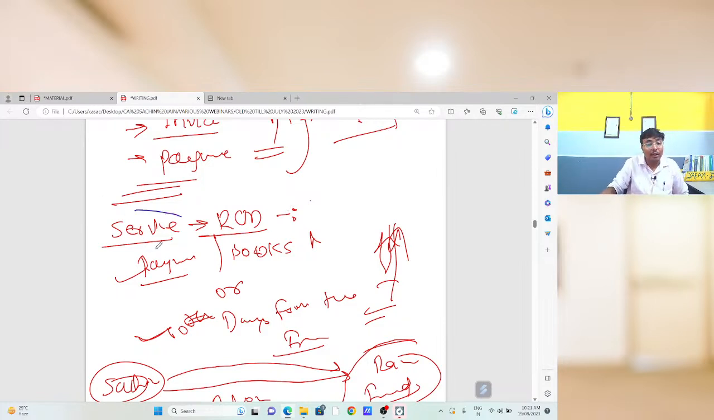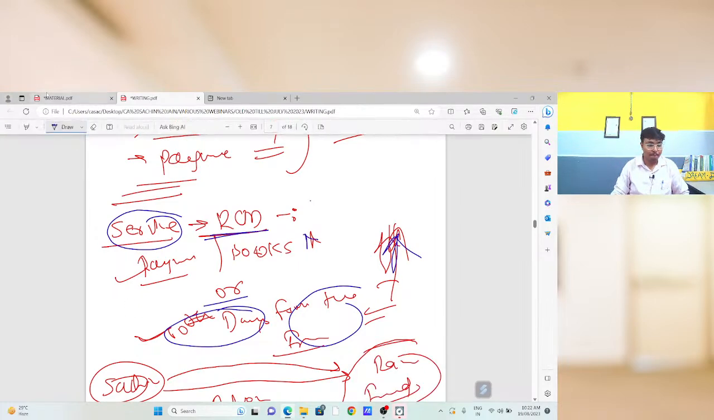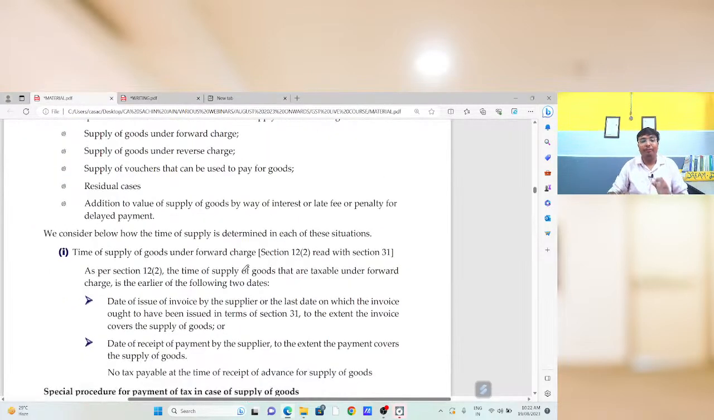Hence the provision is accordingly that in case of reverse charge mechanism, payment date or 60 days from the issue of invoice, whichever is earlier, will be the time of supply in case of supply of services under reverse charge mechanism. So you need to identify the time of supply from the payment details or from the invoice details. Now, we are going to start our discussion from the language of law.